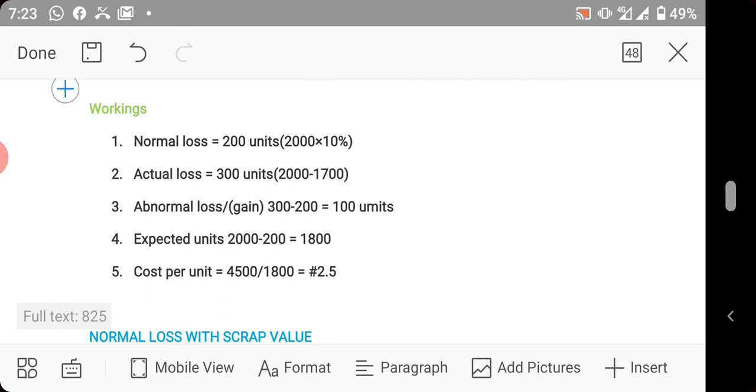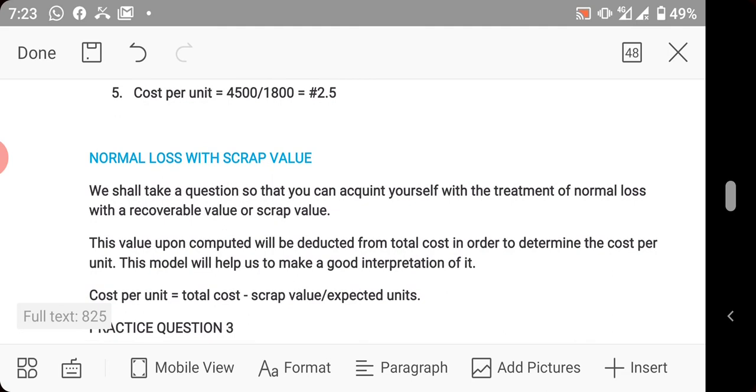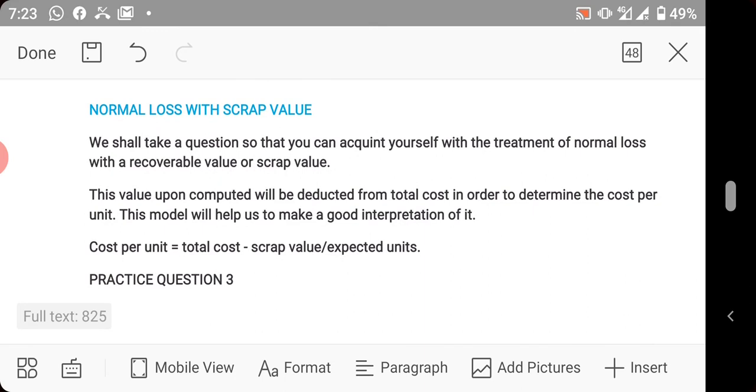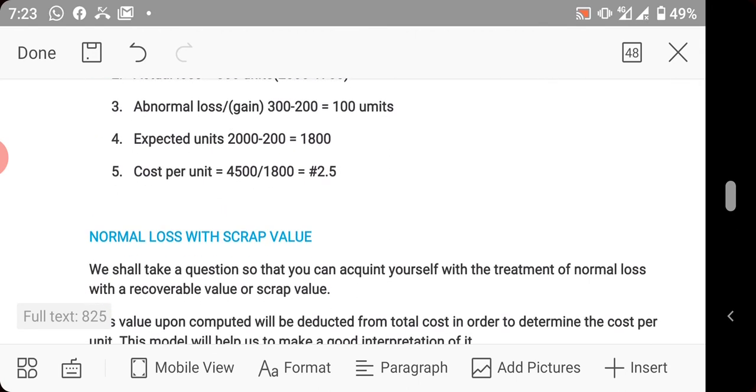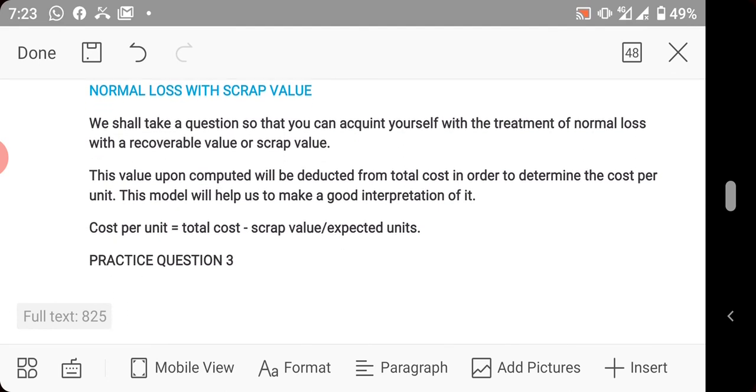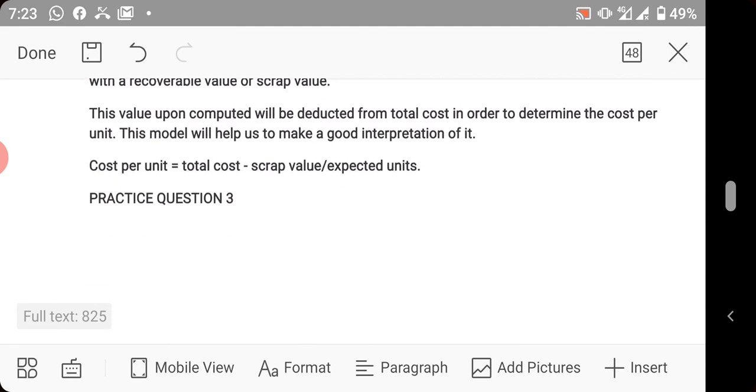You understand? Good. So we now look at normal loss with scrap value. We shall take a question so that you can acquaint yourself with the treatment of normal loss with a recoverable value or scrap value. This value, upon computed, will be deducted from the total cost in order to determine the cost per unit. This model will help us to make a good interpretation of it. Cost per unit is equal to total cost minus scrap value divided by expected units. Now remember, we have been calculating cost per unit. We were only using total cost because there is no scrap value. Now, if there is scrap value, take away scrap value from total cost divided by expected units.